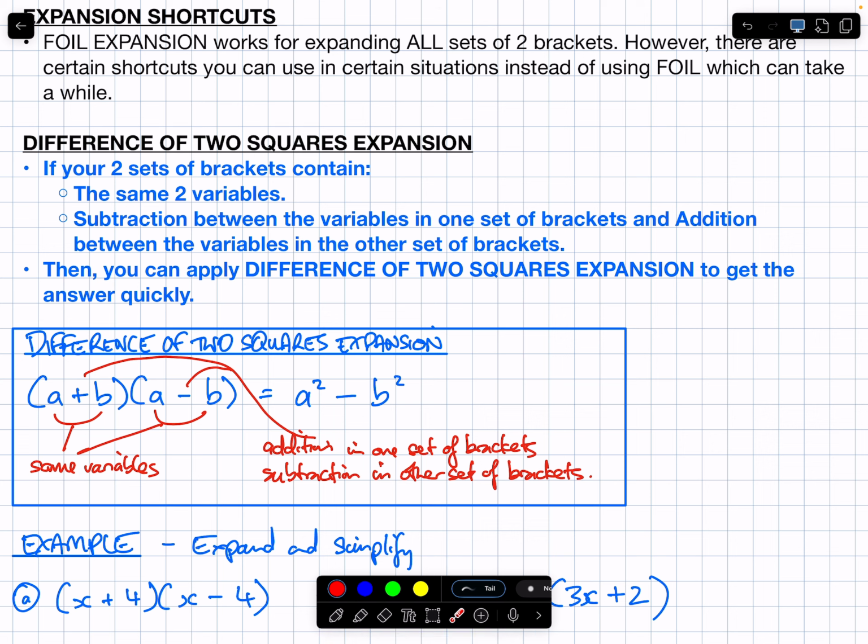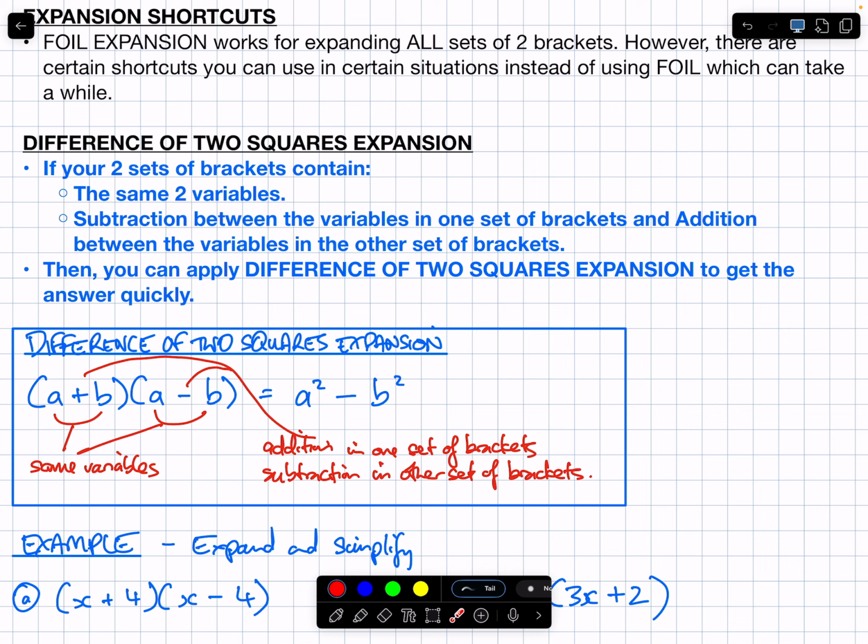So when do I use difference of two squares expansion? If I have two sets of brackets, and those brackets contain the same two variables, but in one set you have subtraction and in the other set you have addition, that is when you're going to use this shortcut. So this is what the shortcut looks like in this box.